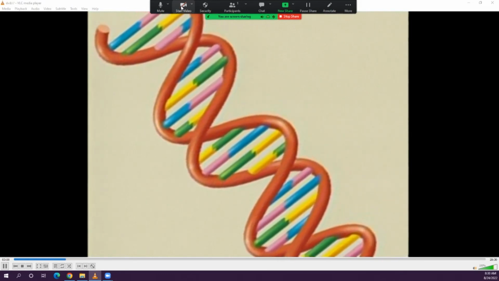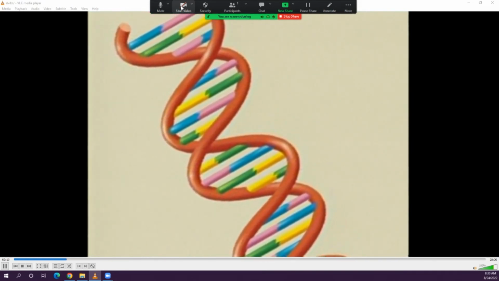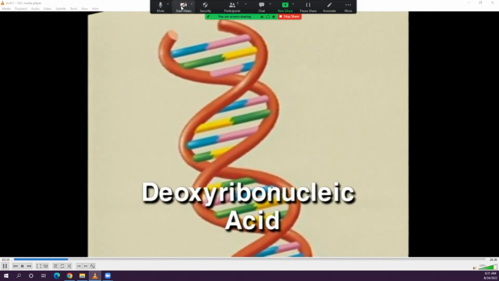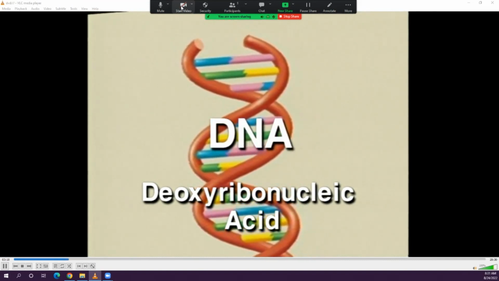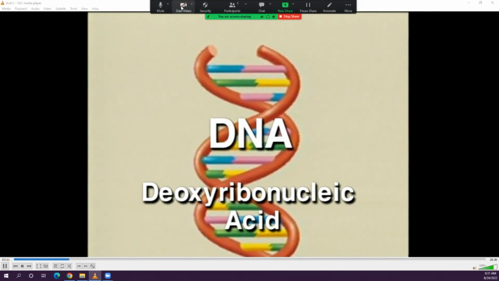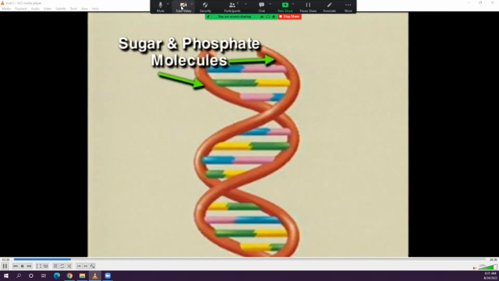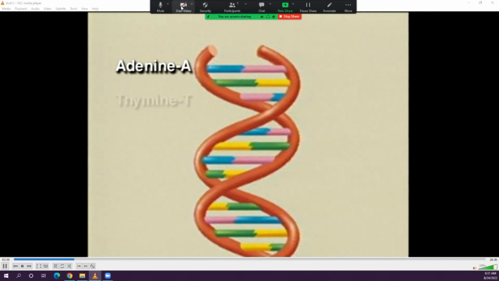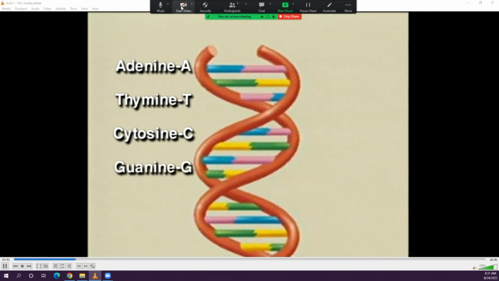In order to understand heredity, we need to study the structure of the human genome, which is made up of a chemical called deoxyribonucleic acid, or DNA. The DNA molecule has two sides, which wrap around each other. The sides are sugar and phosphate molecules, connected by rungs of nitrogen containing chemicals called bases. There are 4 different bases in DNA: adenine, A, thymine, T, cytosine, C, and guanine, G.